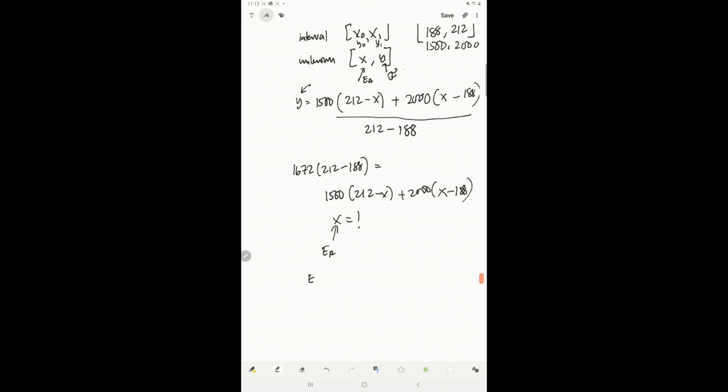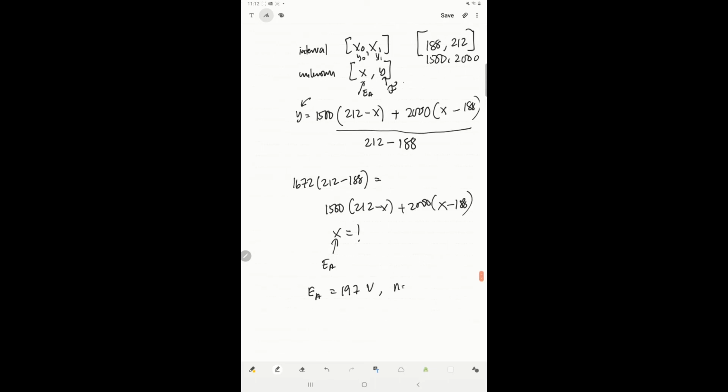Okay, so EA for this second value, for IA equals 50.7, the EA that we get is 197 volts. Okay, so this we have at n equals 900 rpm, because the table we get is at 900 rpm.